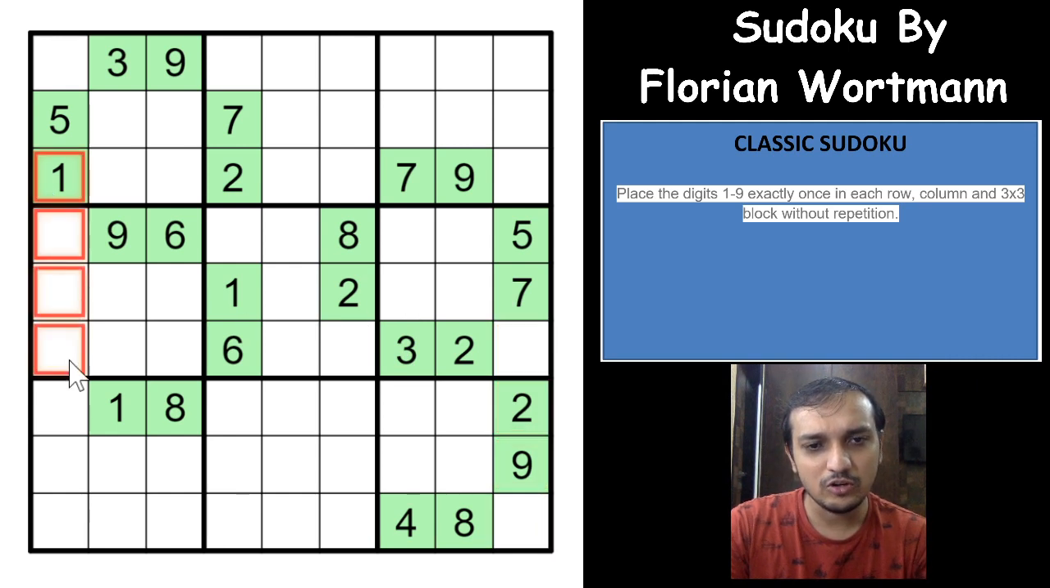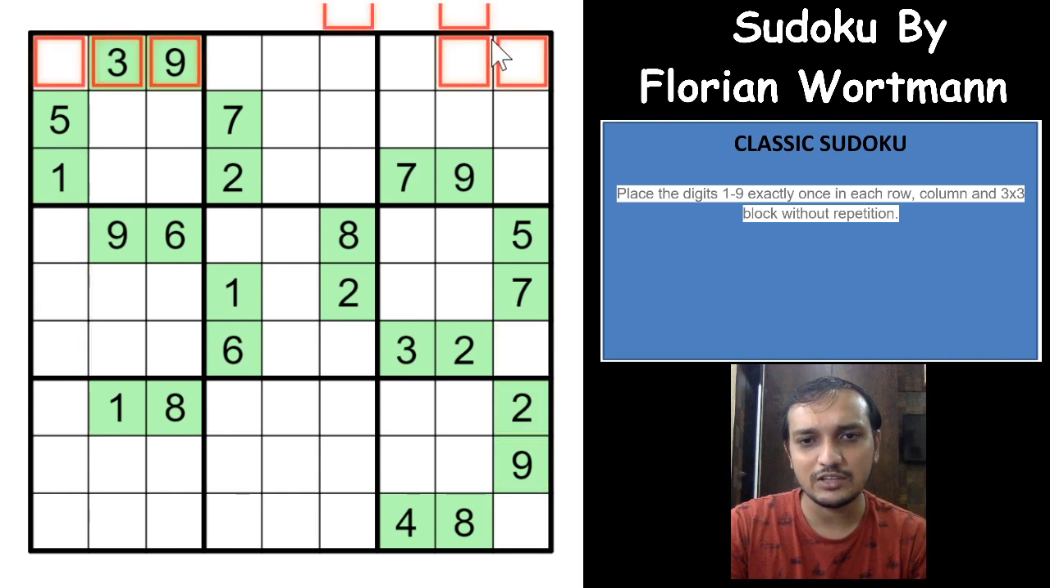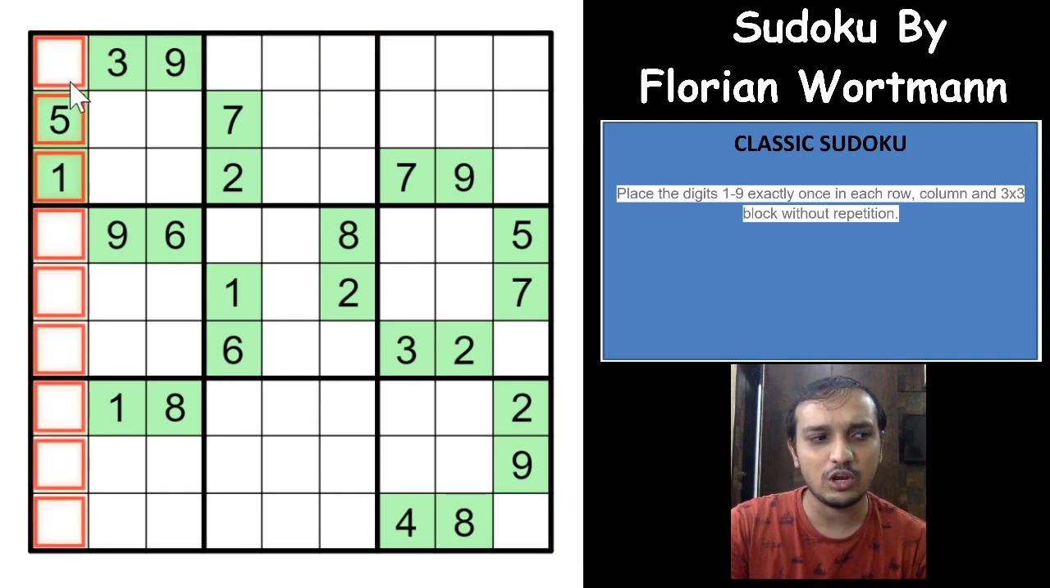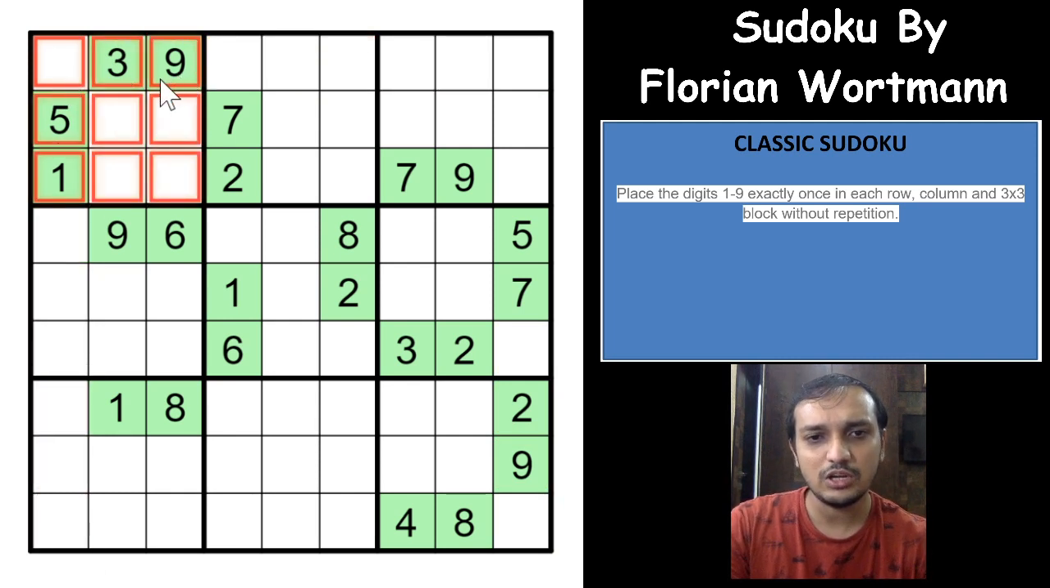And coming on to the Sudoku rules, as you know, classic Sudoku rules apply. You have to place digits from 1 to 9 in each row, column and 3 by 3 box without repetition here.